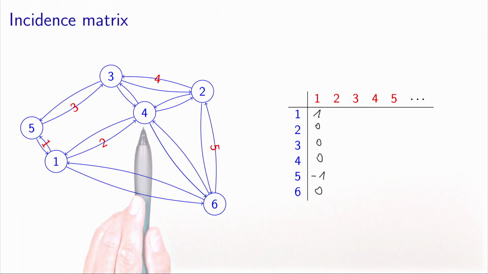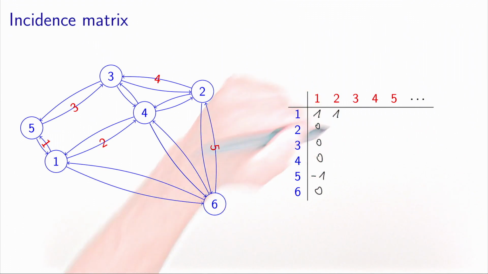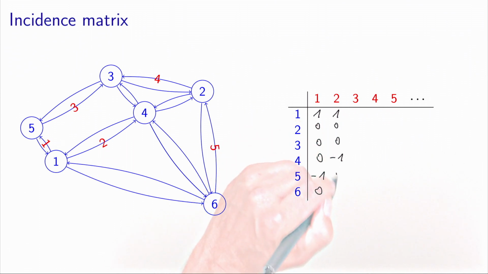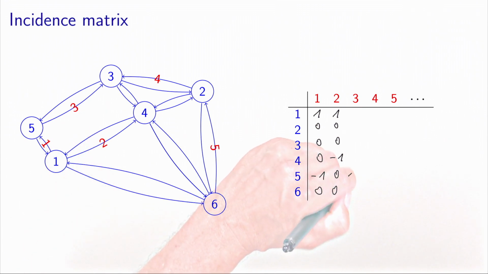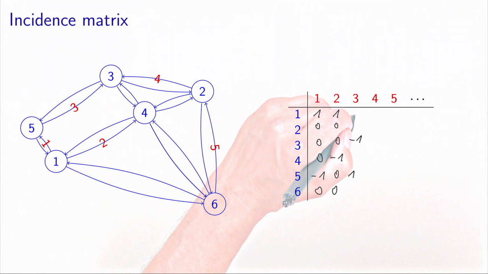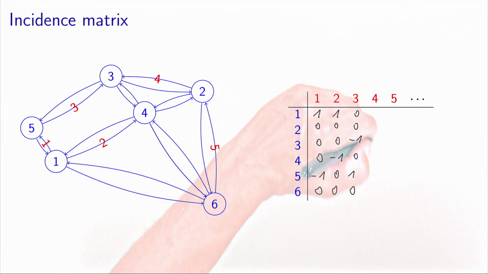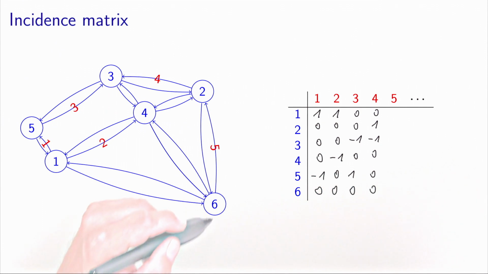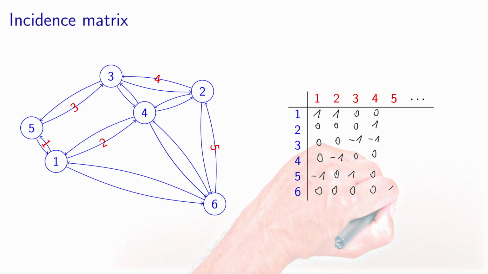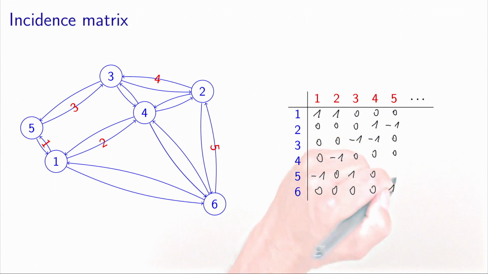Arc 2 goes from 1 to 4, so I put a 1 in 1 and a -1 in 4, and 0, 0, 0, 0. Arc 3, 5 to 3: 5 is 1, 3 is -1, and everything else is 0. Arc 4 goes from 2 to 3, so 2 is 1, 3 is -1, and then I have 0, 0, 0, 0. And the last example, 6 to 2, so there is a 1 in 6, a -1 at 2, and then 0 everywhere else.